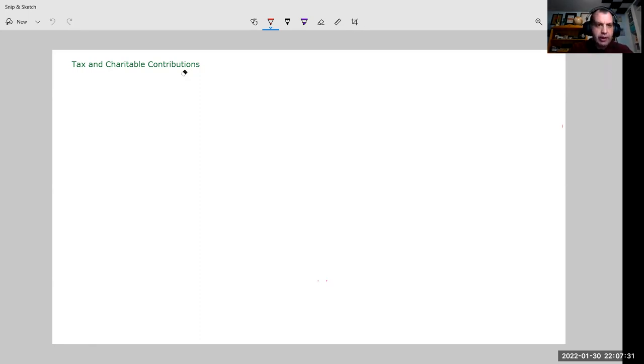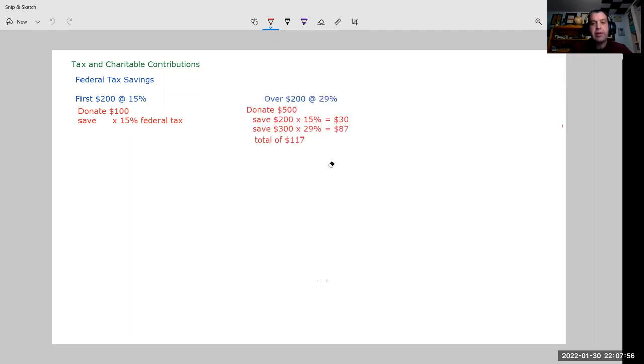So we're going to look at the federal tax rules for starters, because this gives us the easiest starting point. Federally, if you donate anything up to $200, you save tax at the lowest tax rate. That's 15%, the same as most tax credits. So a donation of $100 saves you $15 of federal tax.